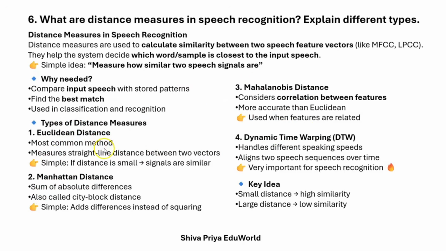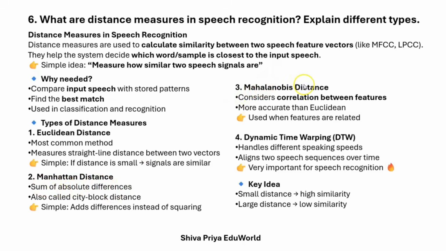Euclidean is the most common method used in distance measures, and it measures the straight line distance between two vectors. For example, if the distance is small, the signals are very similar. This is Euclidean distance. And Manhattan distance means the sum of absolute differences. It is also called city block distance. For example, it adds the differences instead of squaring them. Here, it is the sum of absolute differences.